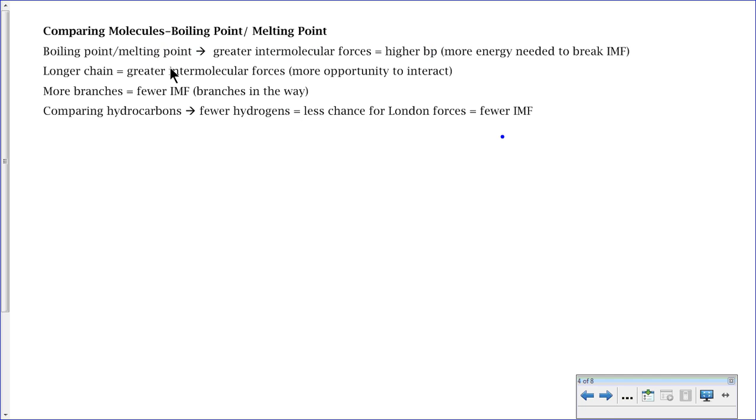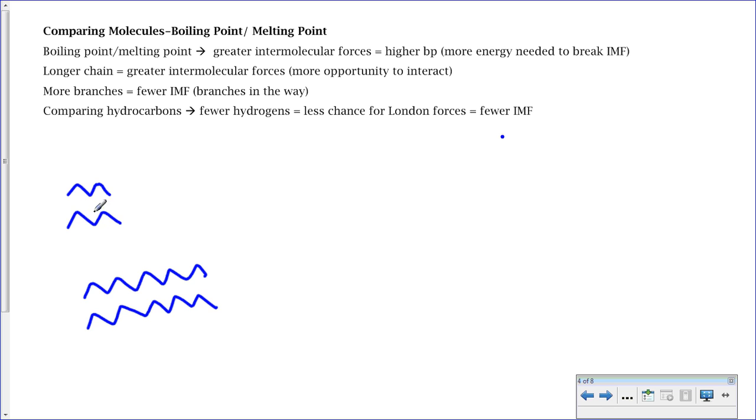The first point is that we can compare molecules that have different lengths of chain. So if I compare these two alkanes to one another, and I want to examine their relative boiling points, what I'm going to do is look at the length of the chain. Both of these are alkanes. So at the end of the day, they're both nonpolar molecules, but because they're different, they're going to have different strengths in terms of their intermolecular forces.